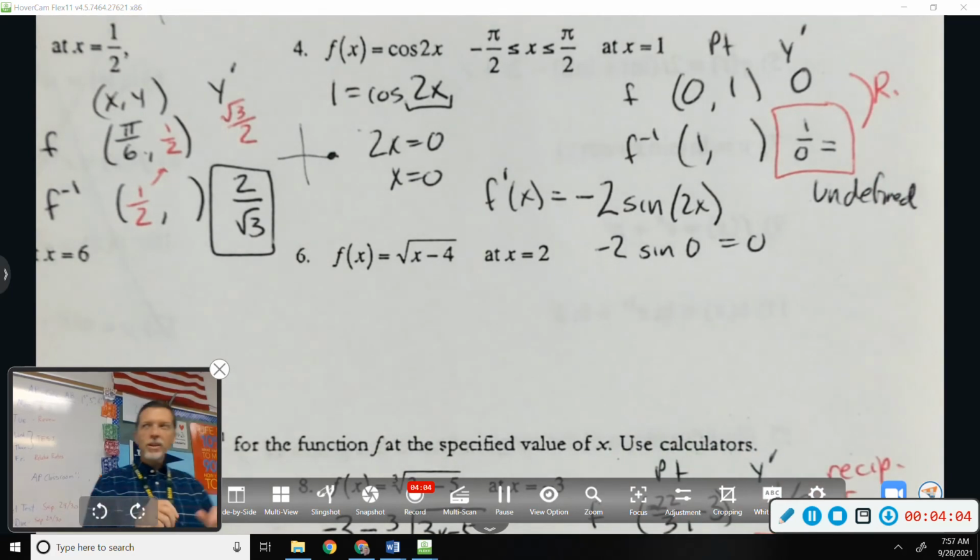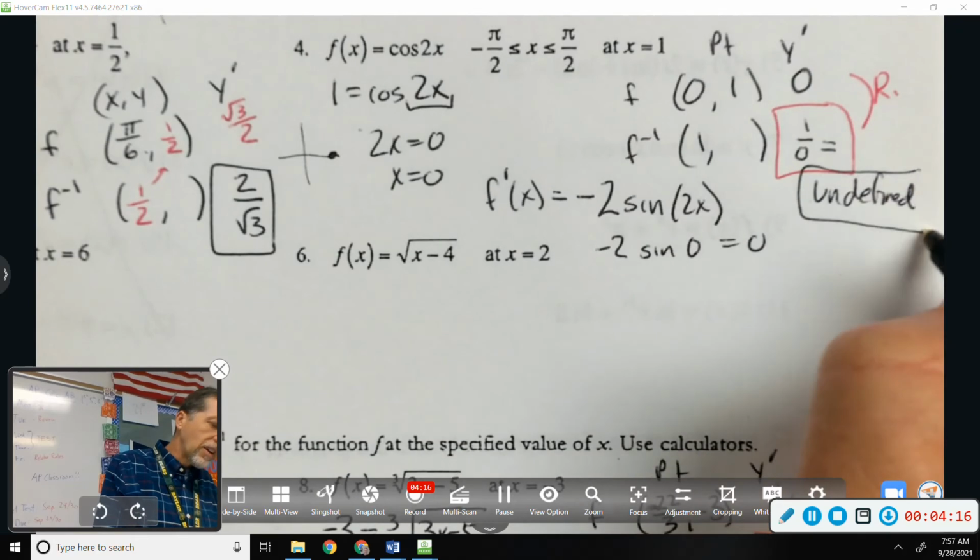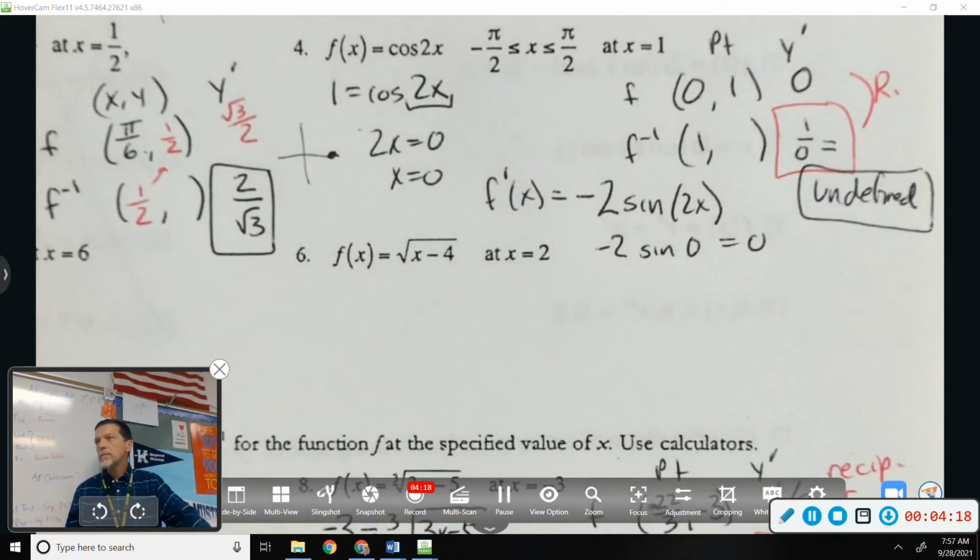Let's go back and read the question to make sure, because undefined slope could mean a vertical tangent line, could mean our answer is undefined. Let's just see. It says find the derivative. Well, the derivative is undefined there. So my answer is just undefined.